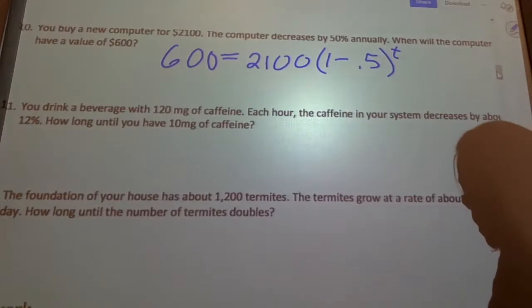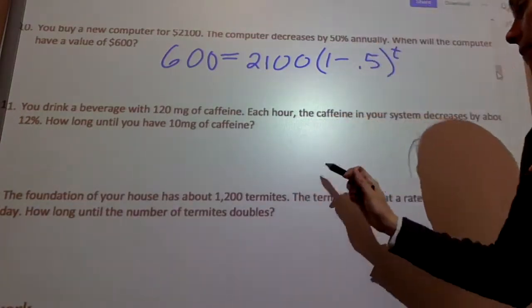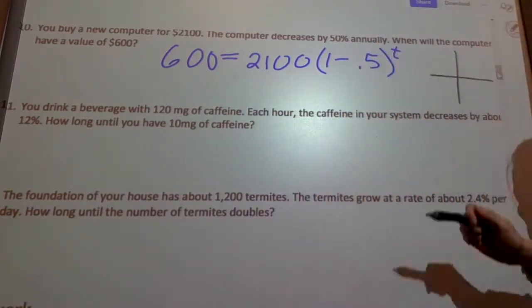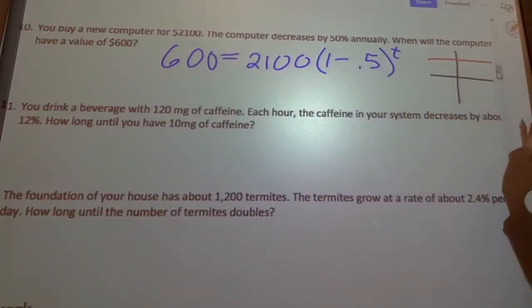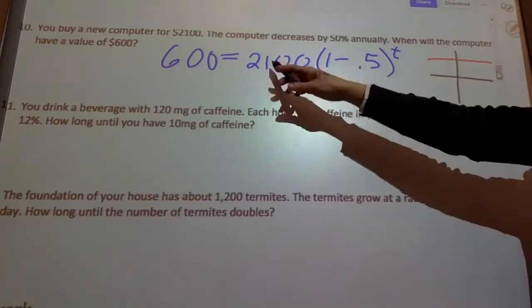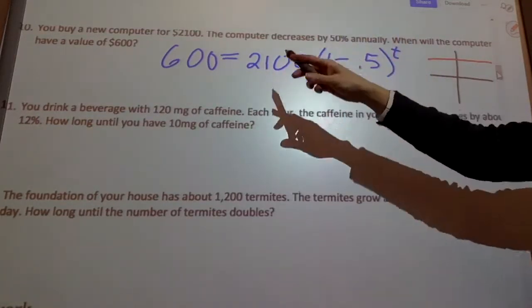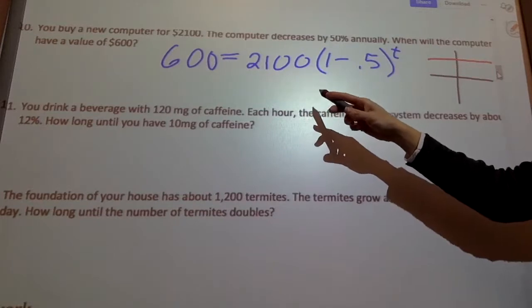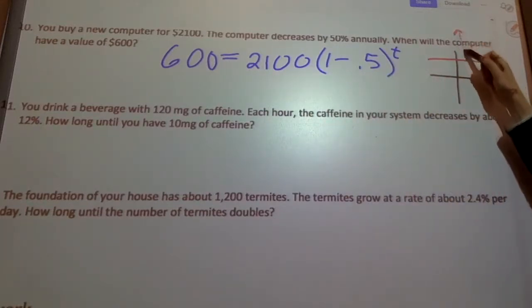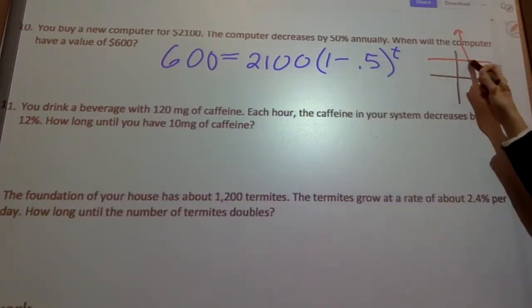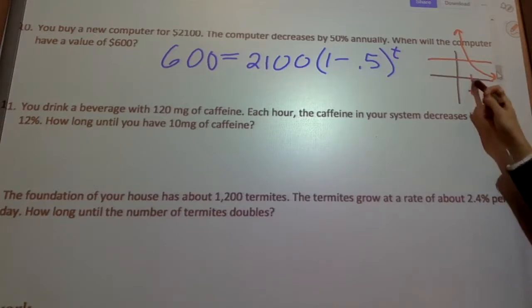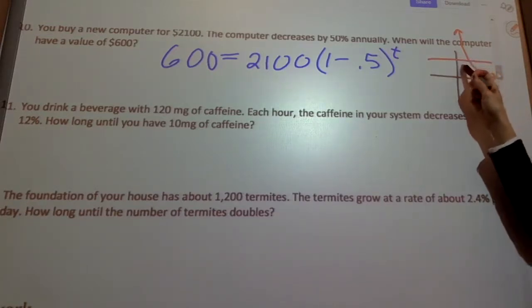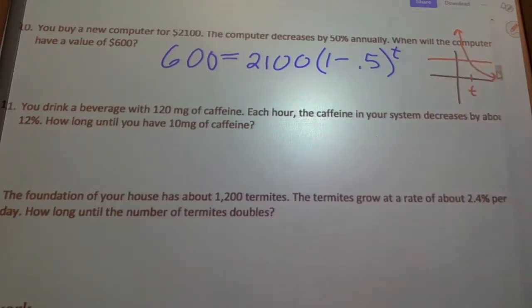So to find that on a graph, if you were to graph this, you would graph 600, which is just going to be a line, y equals 600. You would graph this decreasing, right, model, this decay model, which looks something like this. Where they intersect, that is how long it takes. What value is t here when y is 600? That's what you're finding. So you use a graphing calculator.